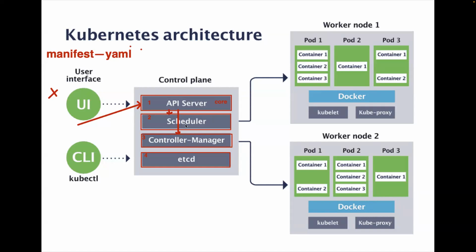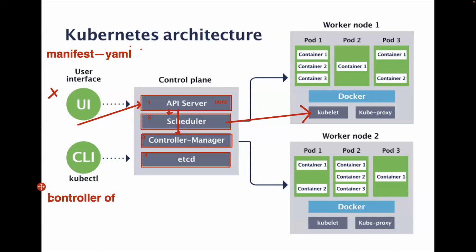So the API server will interact with the scheduler. The scheduler will send instructions to the kubelet, like we learned some time back. Kubelet is the one which starts the pod on the worker node, right? Also, at the same time, the API server would interact with the controller manager. What is a controller manager? As the name says, it's nothing but the controller of controllers.